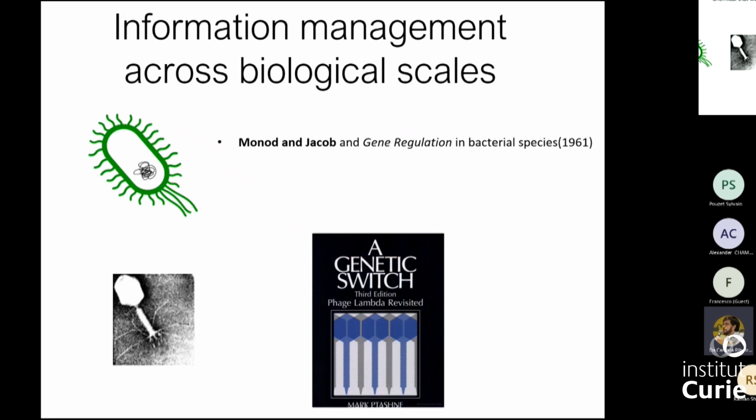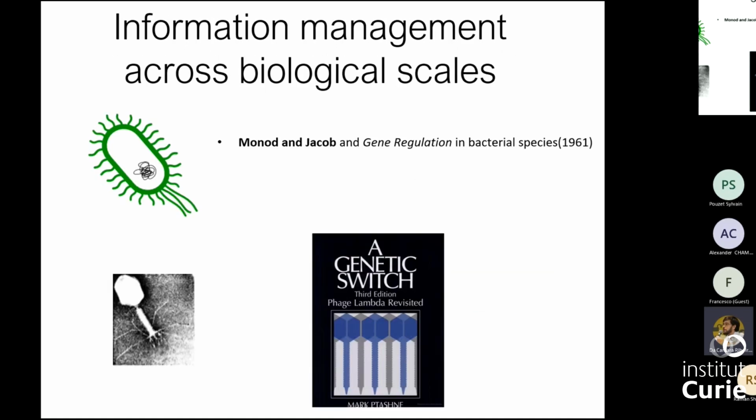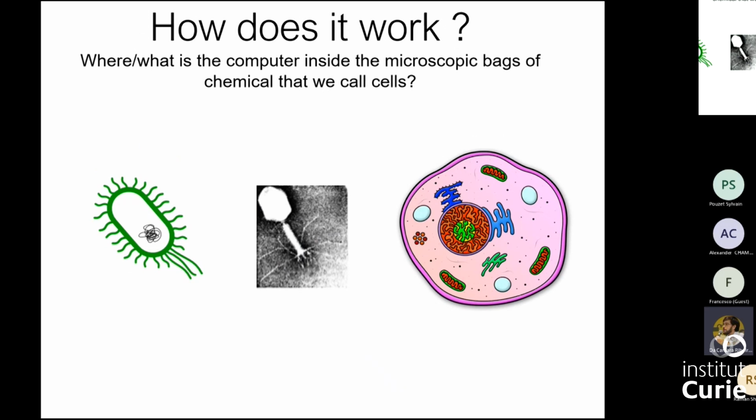For example, in the case of this simple virus, a genetic switch was discovered and studied at length. So how do they do that?